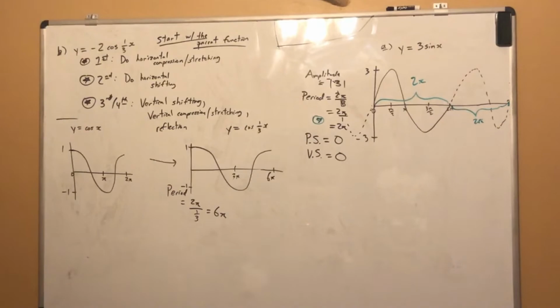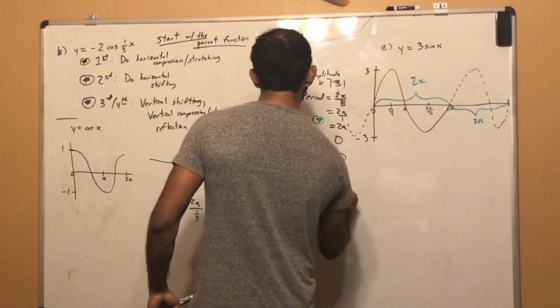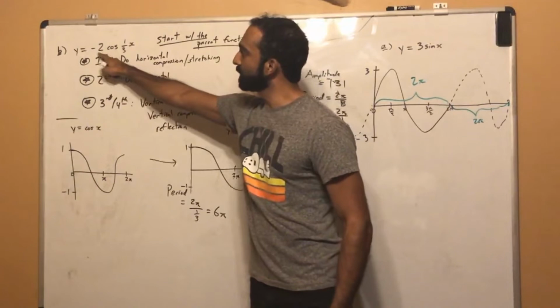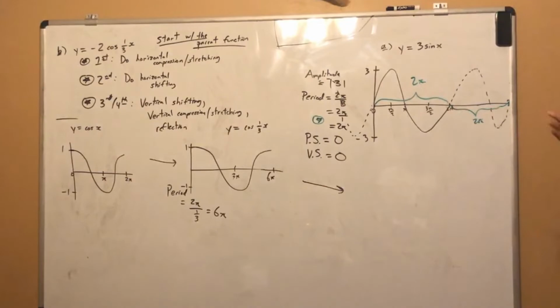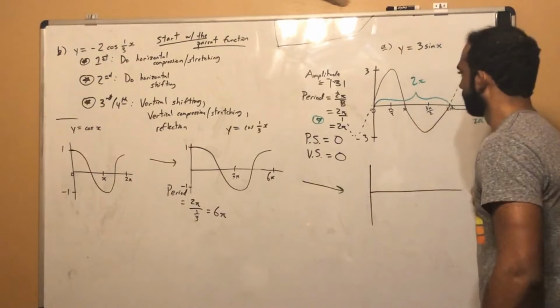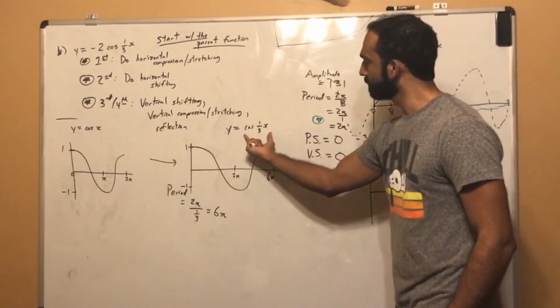And the last thing we've got to do is take this thing and do two things. We have some vertical stretching going on, right? Anytime we have an A value that's not 1, we're going to have some vertical compression or stretching or reflection. So let's look at the graph of y equals 2 times cosine of this. So I take this graph and I do what to all the y values?